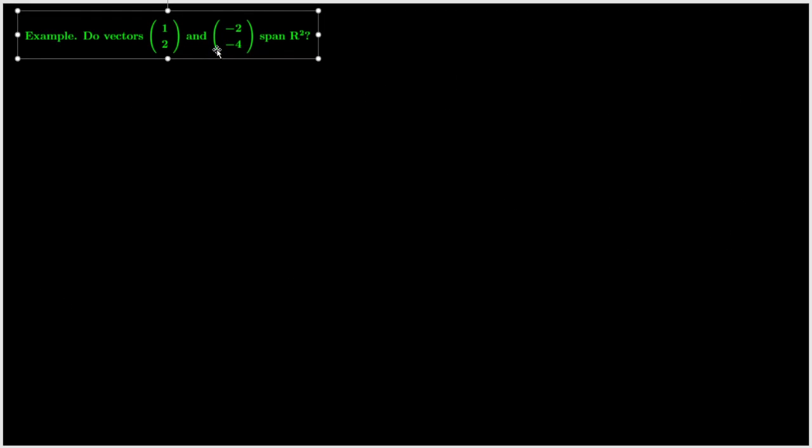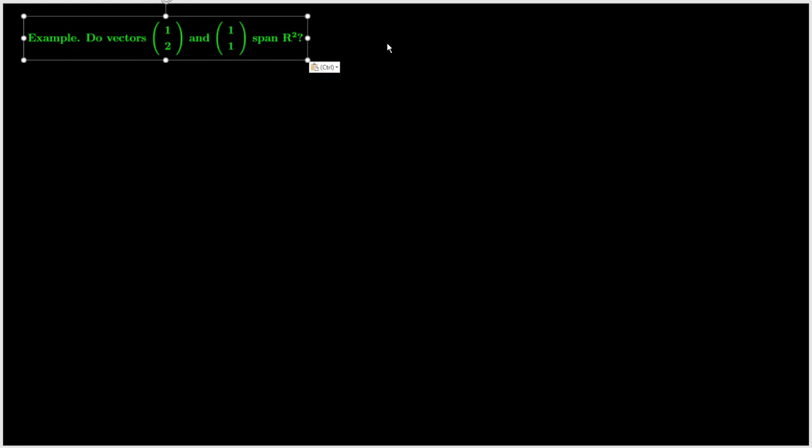I will copy this onto the next slide. Again, my intention is to show you why this will work using the definition. Now let's recall the definition. We say the two vectors span R2 if every vector is a linear combination of the two given vectors. To answer yes, you have to show every vector in R2 is a linear combination of the two given vectors.